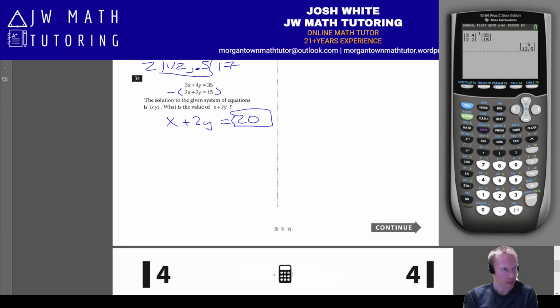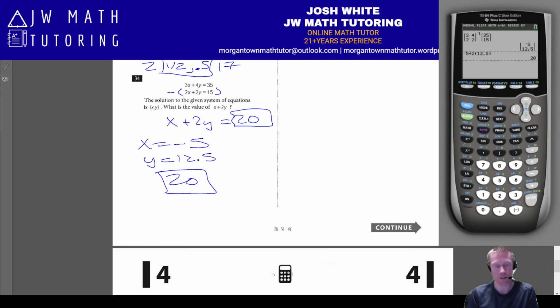Alright, now I have my answer. My x is negative 5, my y is 12.5. So now for x plus 2y, I'm just going to do negative 5 plus 2 times 12.5. 20. So correct answer, and again, that took me maybe a minute, 90 seconds at most, to solve it out and then just calculate it all on the graphing calculator.